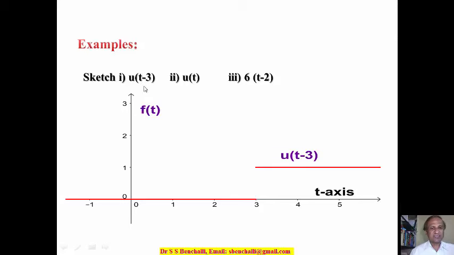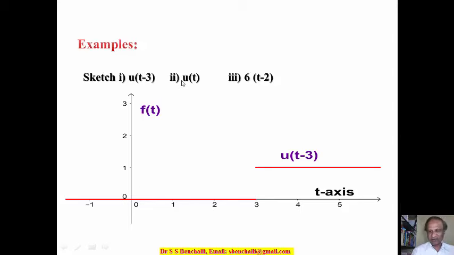Say, for example, sometimes they may ask you to calculate u of t minus 3, or u of t, or 6 times u of t minus 2. Is it clear? How are we going to draw these diagrams? Right? So u of t minus 3 means what? When the value of t is less than 3, it is 0. Right? So when t is greater than or equal to 3, it will maintain a unit height 1. Is it clear? So that is the meaning of u of t minus a. It means the curve is shifted to 3 on the t-axis, and this is f of t.